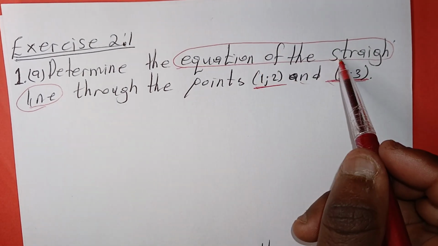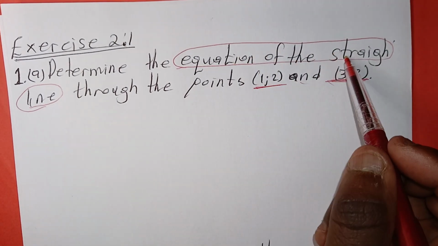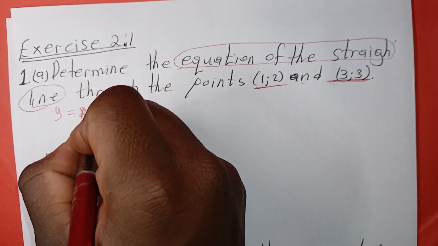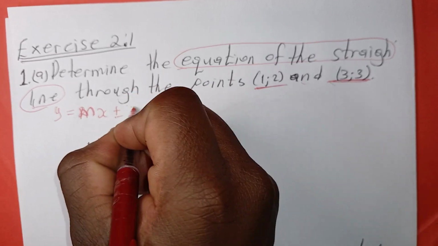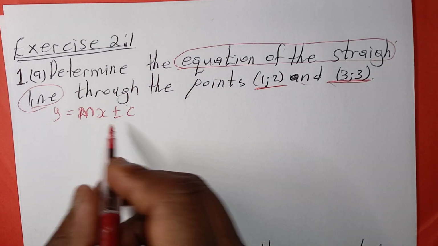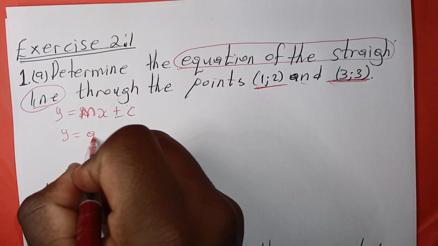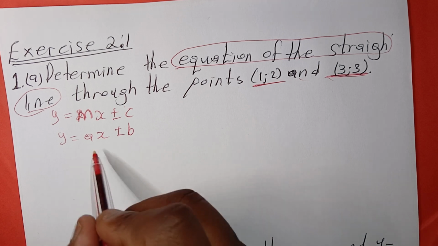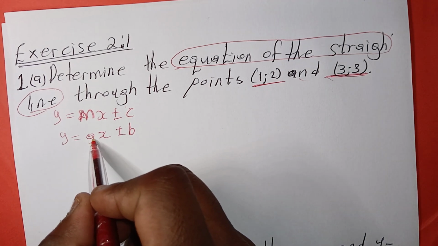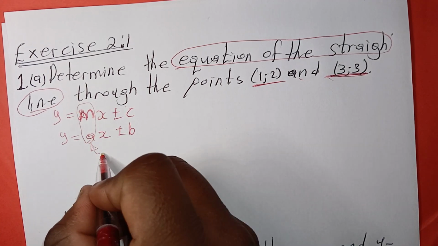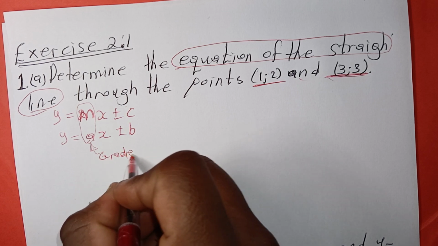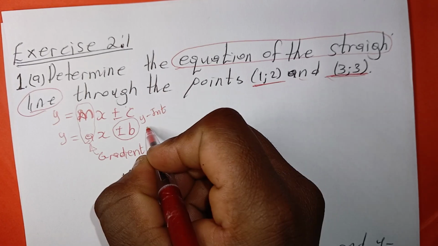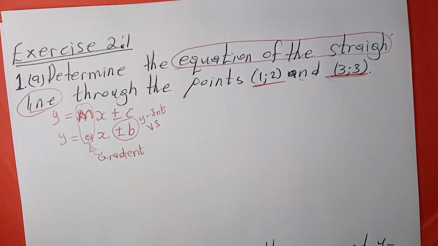When they talk about a straight line, you should know that it has this equation: y = mx plus or minus c. You can also represent it in different ways. But what matters is knowing that what is in this position is the gradient, and here it is the y-intercept or vertical shift.